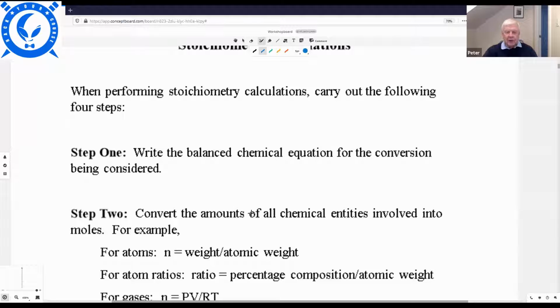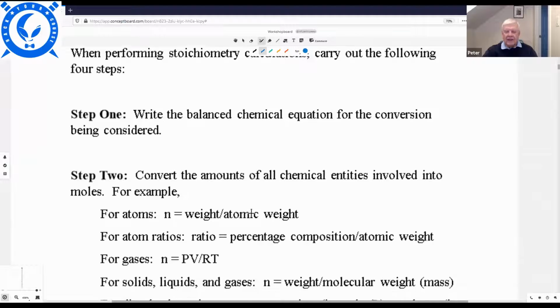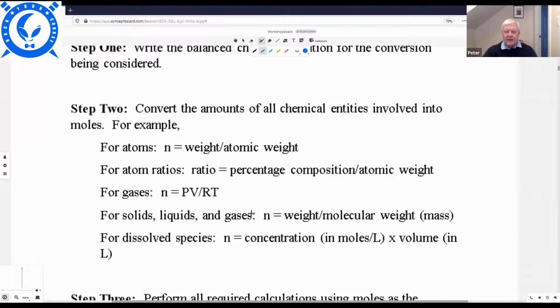Then, once you've written the equation, you take all the given data and convert everything into moles, all the chemical entities. And here I've summarized for you how you do these conversions. So for atoms, you take the weight of the species and divide it by the atomic weight. For atom ratios, when you're calculating empirical formulae, you divide the percentage composition by the atomic weight. For gases, you use the ideal gas law, PV is equal to nRT.